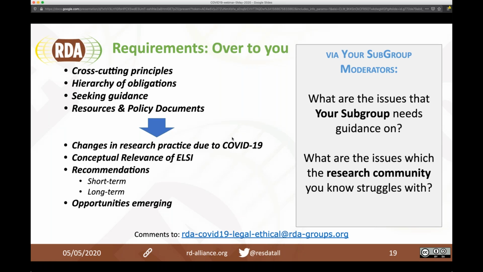This is now being developed into a more detailed document in parallel to look at how research changes during a pandemic such as COVID-19, why ethics and legal principles are important, and then to make some recommendations, first of all in the short term, but also in moving forward the longer term goals.